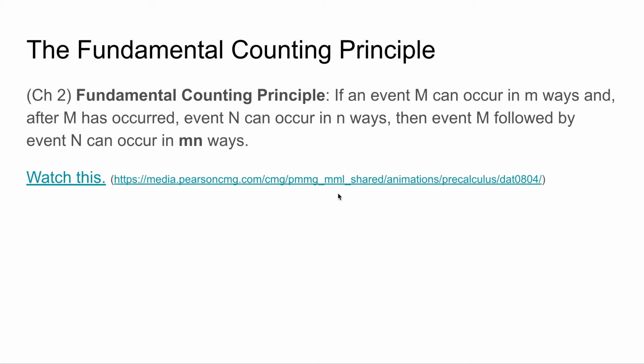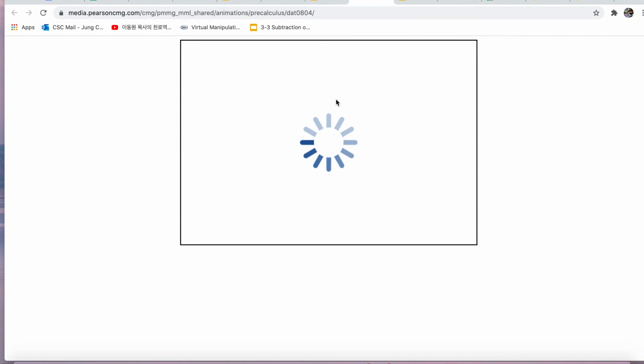Let's suppose there's an event M that can occur in m many ways. After M has occurred, an event N can occur. You can see the difference between capital letters and lowercase. Capital letters are the event names, but lowercase is how many ways event M occurs and how many ways event N occurs, written as lowercase m and n. So we know event M followed by event N can occur m times n many ways. So let's watch this video quickly.